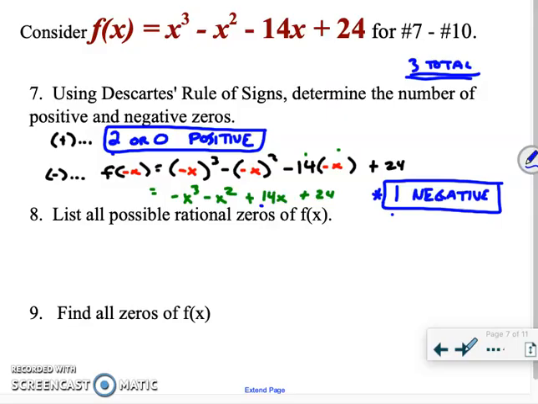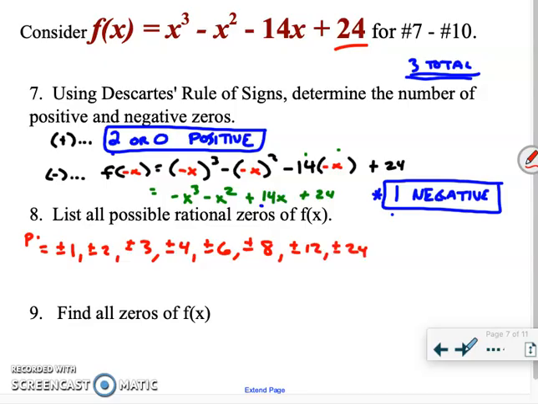So in number 8, we want to list all the possible rational zeros. So this is asking for the p over q. Our p-values are going to be the factors of positive 24: plus or minus 1, plus or minus 2, plus or minus 3, plus or minus 4, plus or minus 6, plus or minus 8, plus or minus 12, and plus or minus 24. The q values come from the lead coefficient, which is positive 1, whose factors are only plus or minus 1. So when I put the p over q's, they're not going to change.